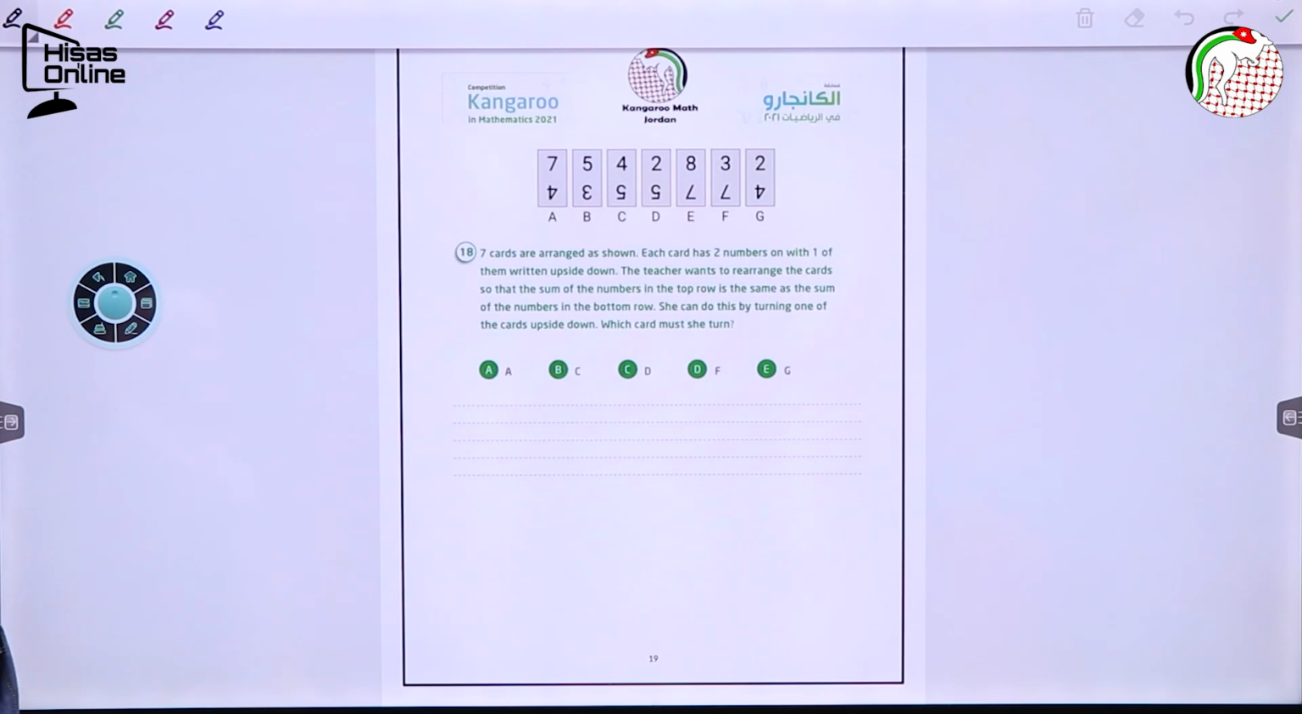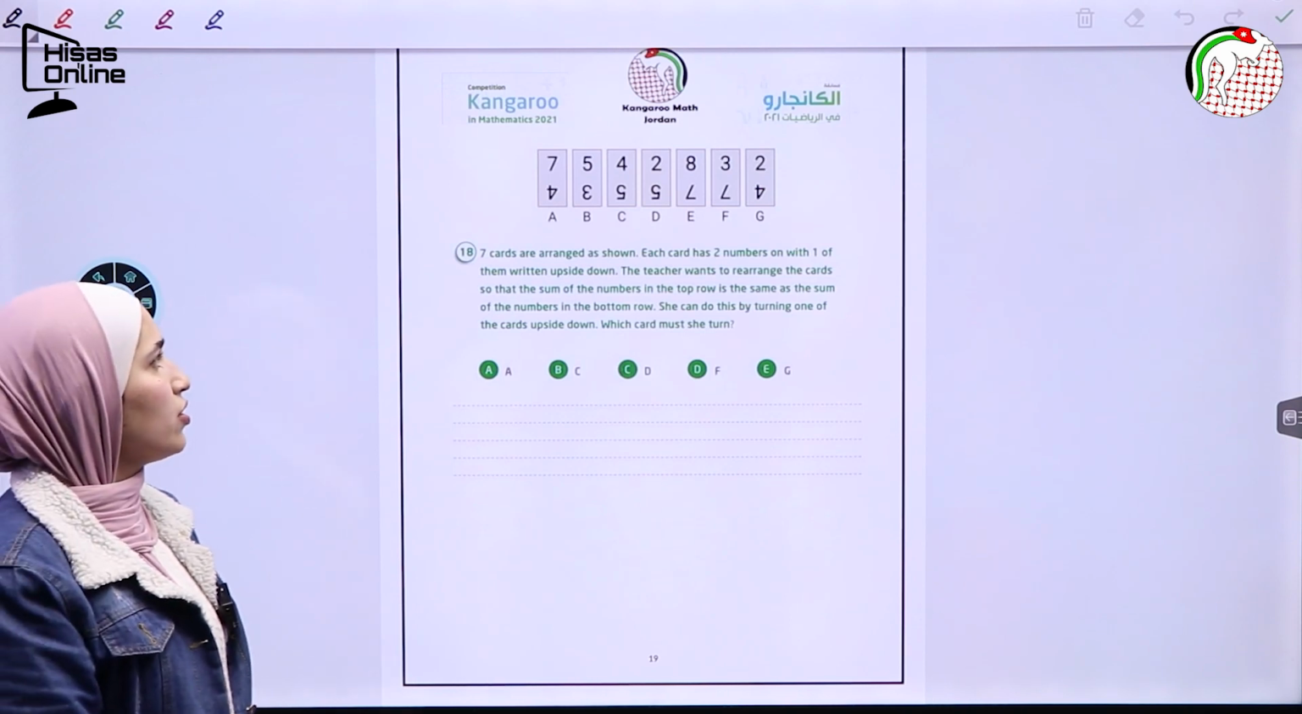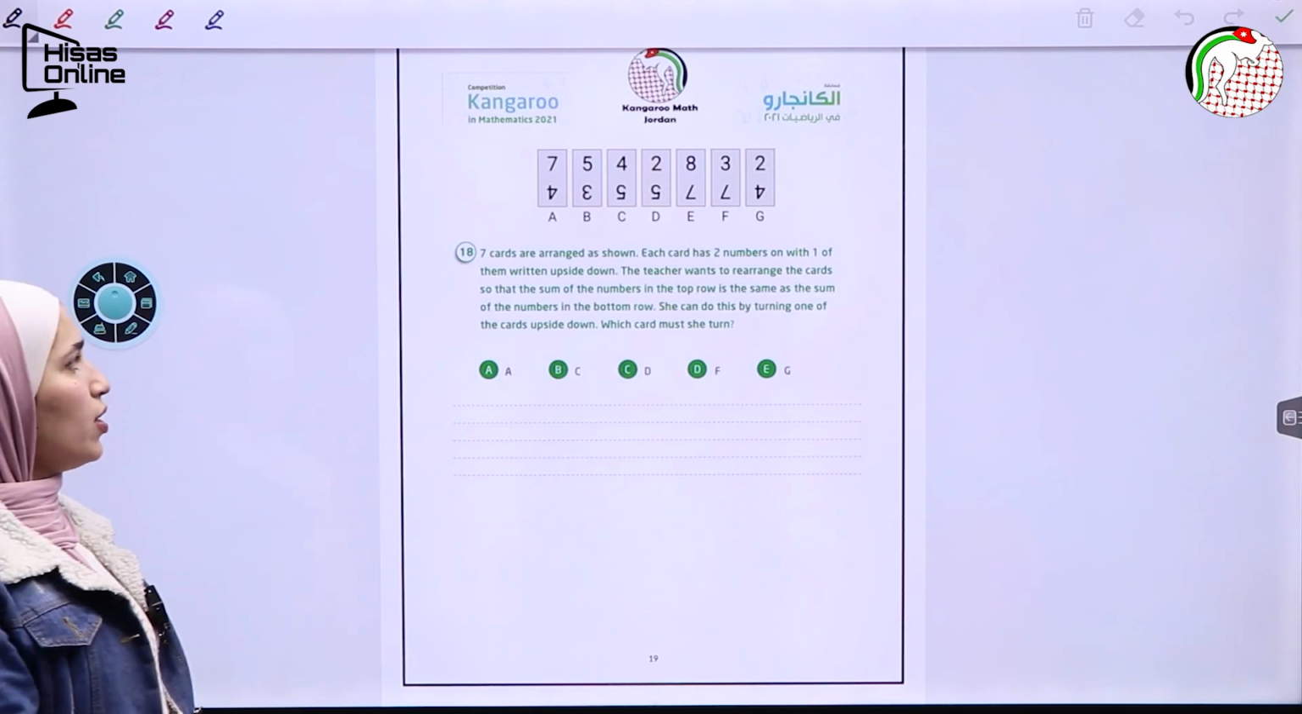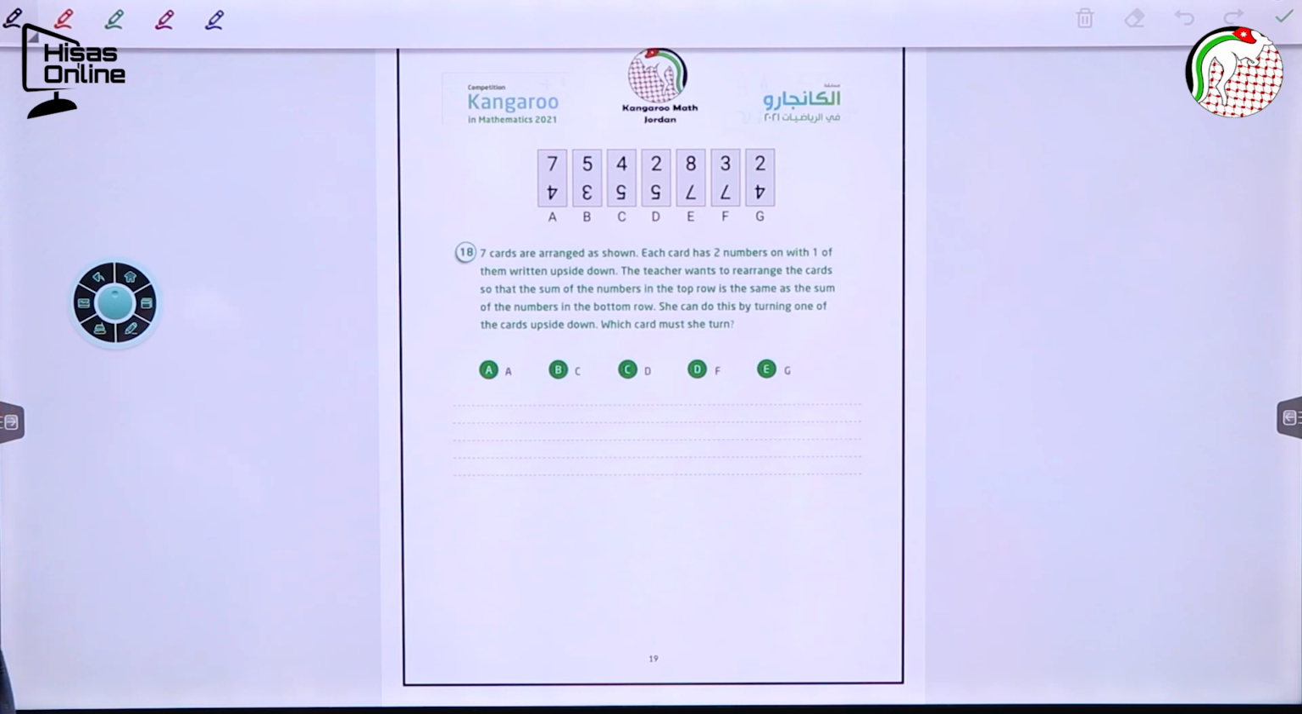7 cards are arranged as shown. Each card has 2 numbers on, with one of them written upside down. The teacher wants to rearrange the cards so that the sum of the numbers in the top row is the same as the sum of the numbers in the bottom row. So she can do this by turning one of the cards upside down. Which card must she turn?